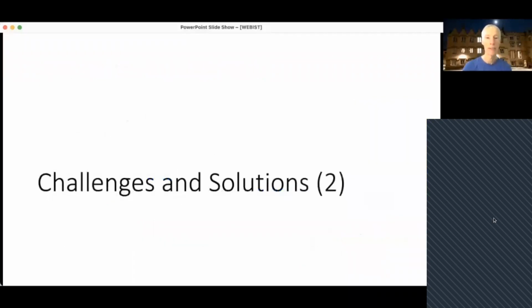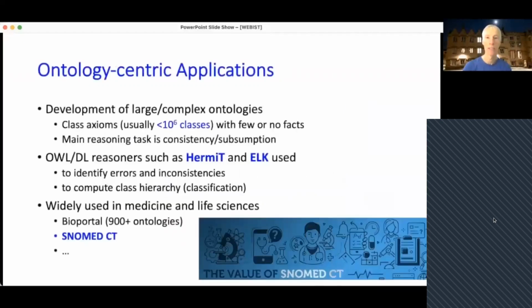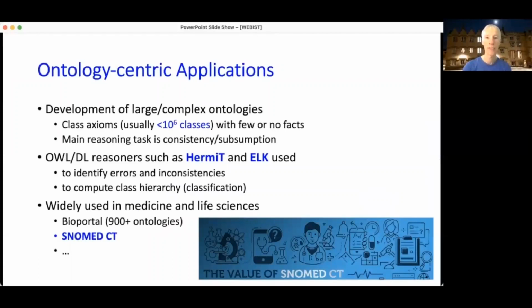The OWL language and reasoning systems proved to be very successful in ontology-centric applications, i.e. applications where the main focus is on the development of large and complex ontologies. In such applications, reasoners are typically used to identify logical inconsistencies and to compute a class hierarchy. This has proved to be very successful, particularly in areas such as medicine and the life sciences, and OWL reasoners are now routinely used in the development and maintenance of such ontologies. However, even the largest ontologies typically include fewer than 1 million classes.